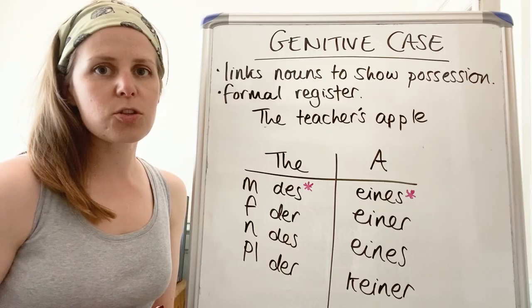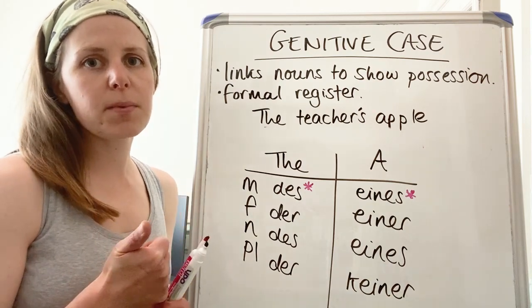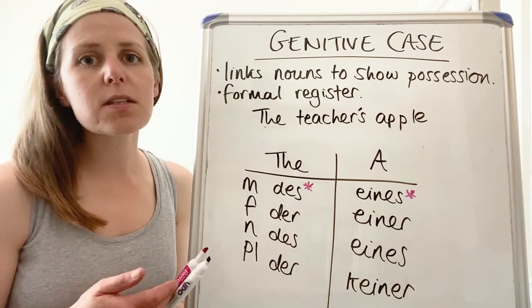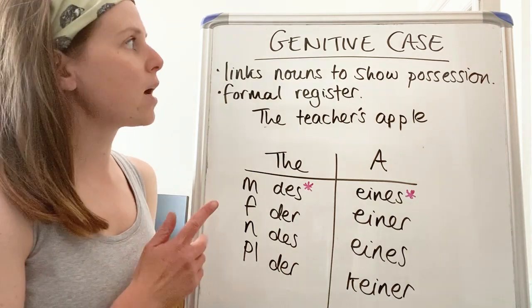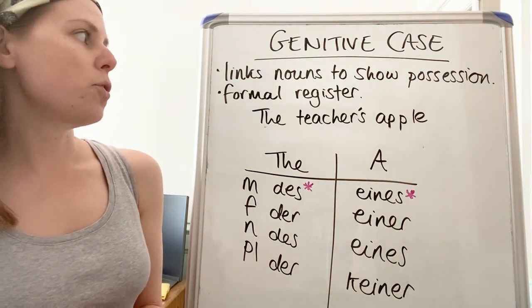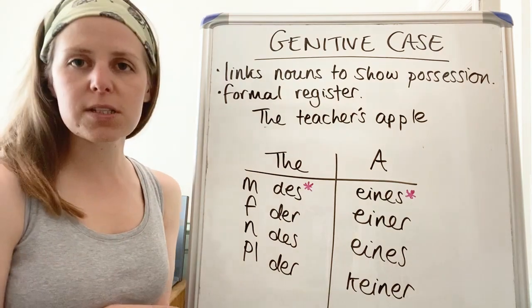So remember that German has 4 cases: nominative for the subject of the verb in a sentence, accusative for the direct object, dative for the indirect object, and we're going to look at the genitive case today. And the genitive links nouns to show possession, and it's a very formal register. So you will see it written down.